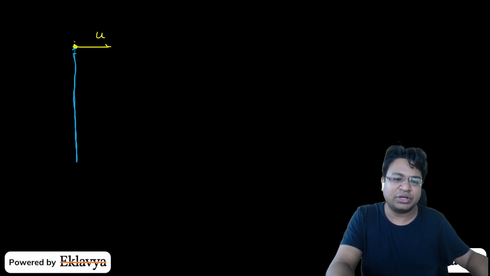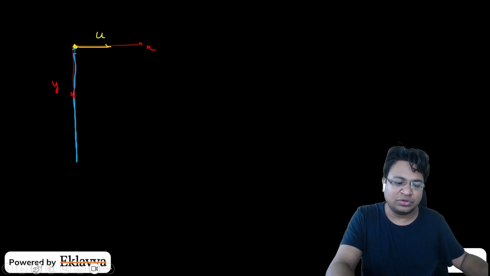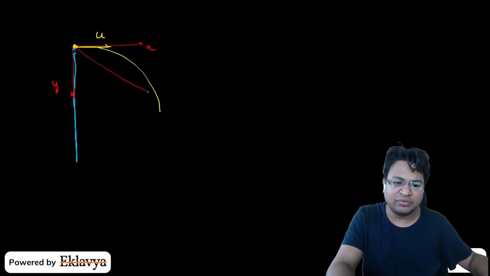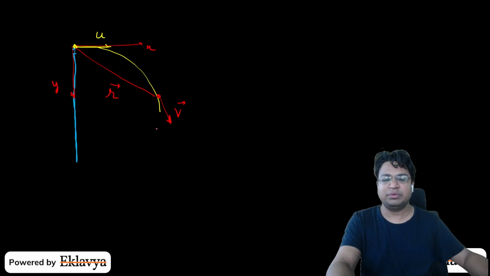So let me choose the coordinate system like this. Let this be the x-axis. Let the downward direction be the y-axis. So the projectile will start traveling somewhat like this, all right? And at some general instant, if the projectile is here, this would be the position vector, which is also equal to the displacement vector, and this would be the velocity vector, and the acceleration vector would be vertically downwards.